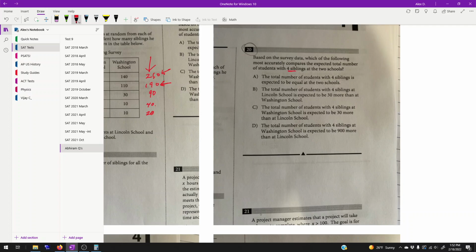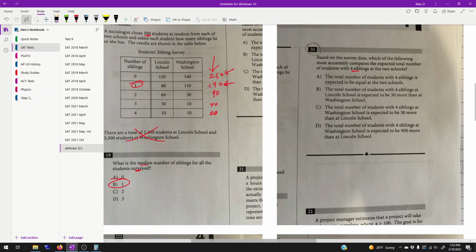So that's again using this previous data, I suppose. The expected total of students with 4 siblings. So we have to compare that to the total number of students in the school. It's a probability style question, I suppose. At the 2 schools, 2,400 and 3,300 makes a total of 5,700. And the part that we care about is x, and the part that we care about is the 4.